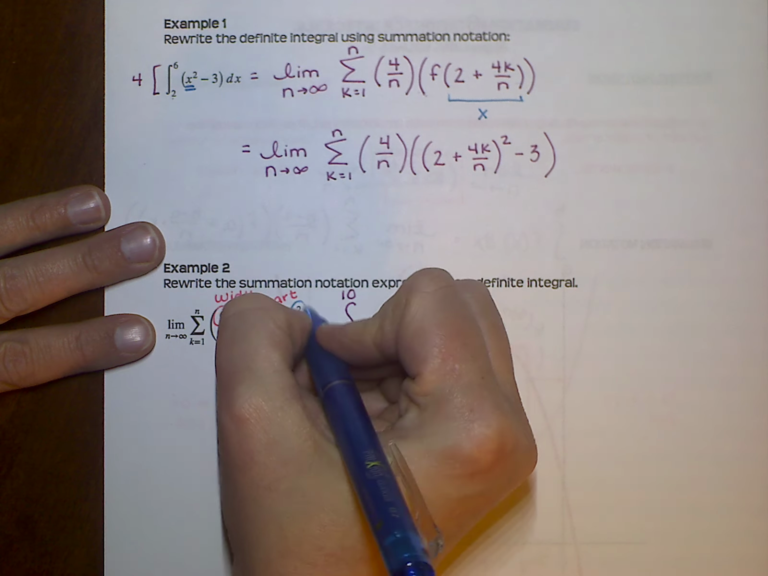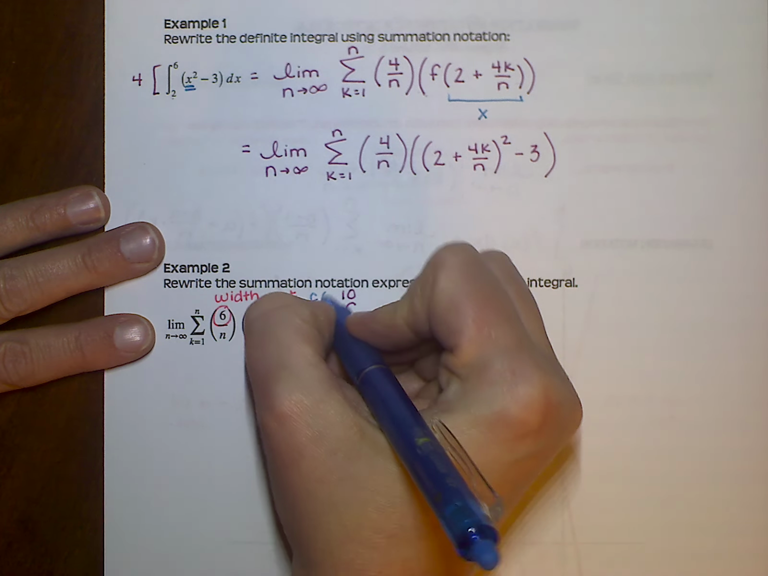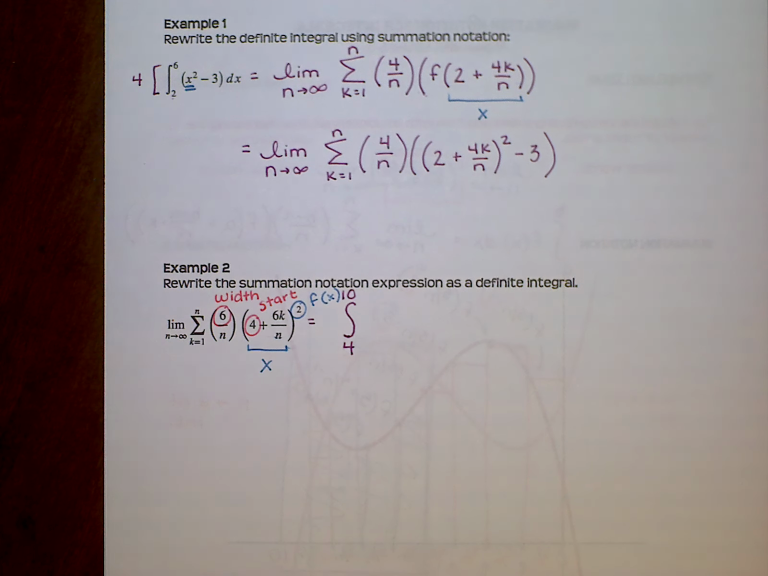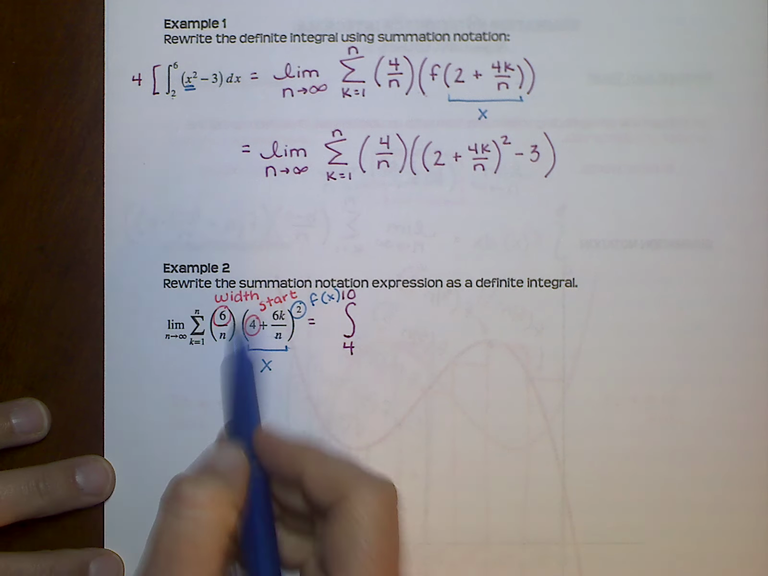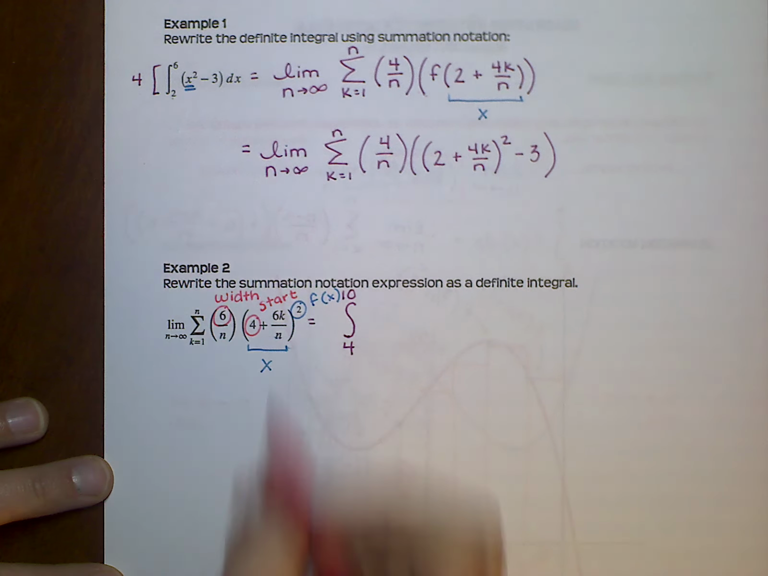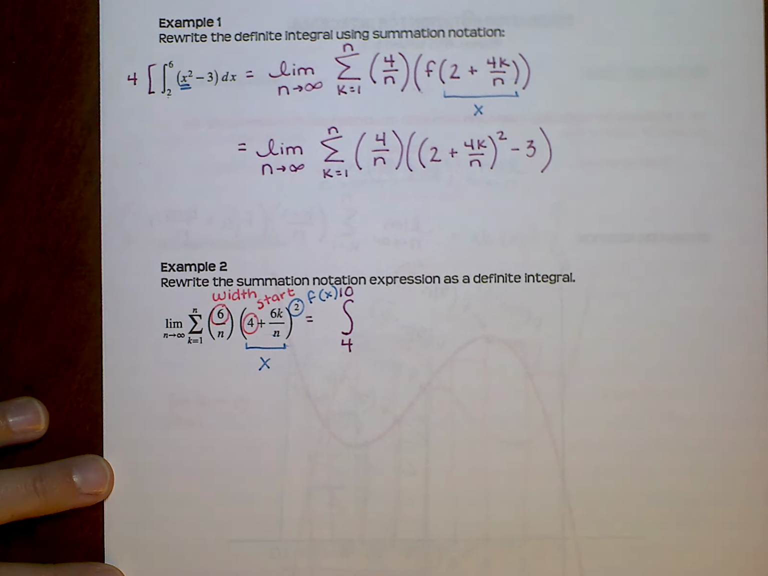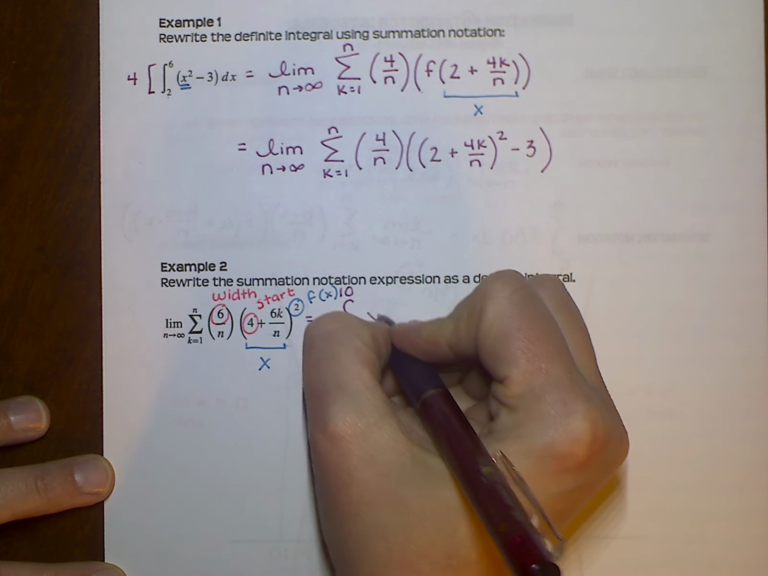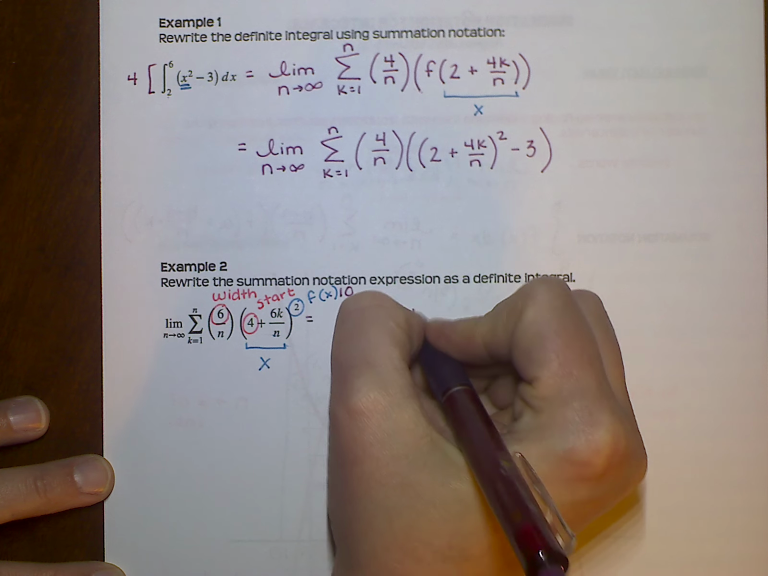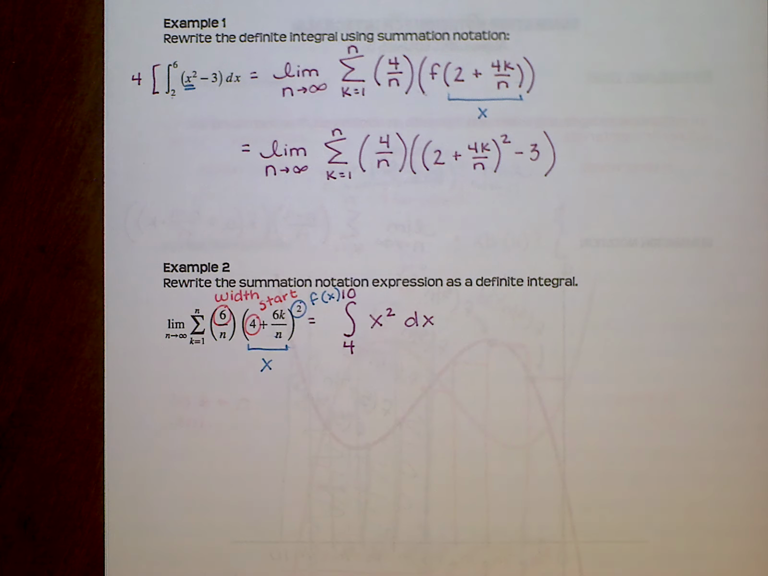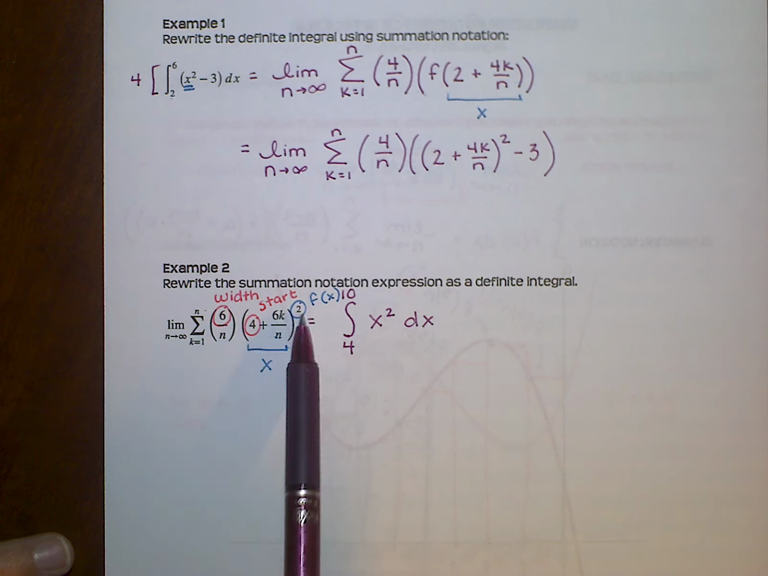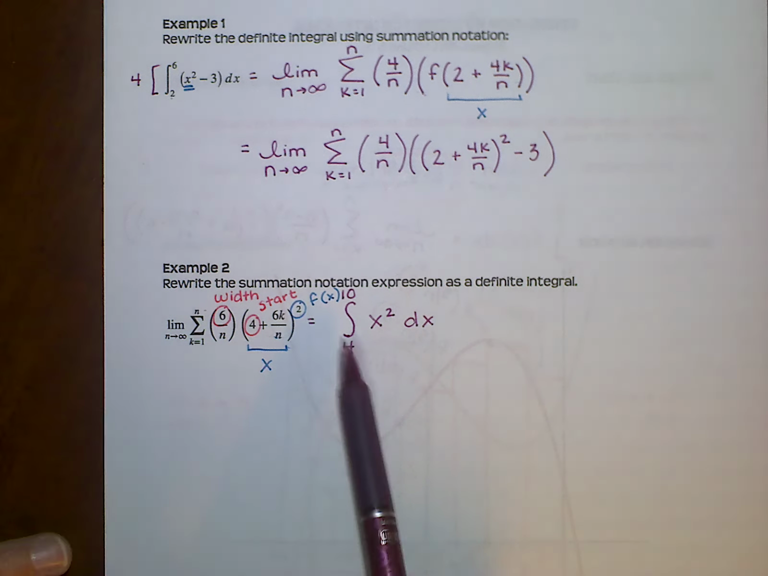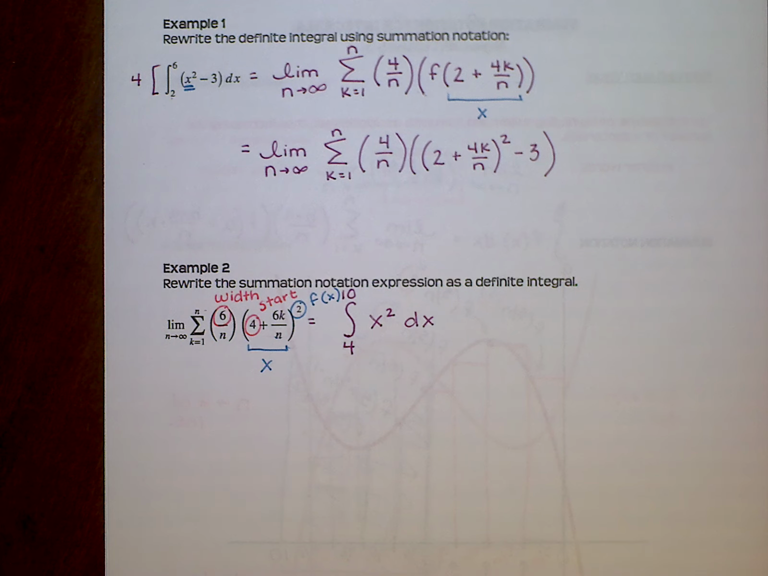This square out here is telling me what my function is doing. It might be a square, it might be a natural log, it might be a cosine; there are all sorts of functions that we could have happening to this thing. But for this one, it's going to be an x squared. So it's an integral of the function x squared dx. And all you have to be able to do is pick these pieces out of this crazy notation and then write it in integral form.